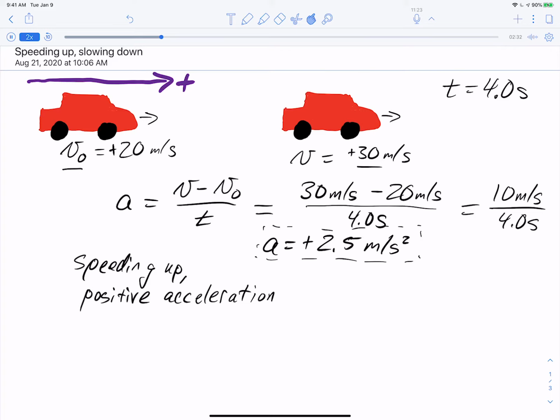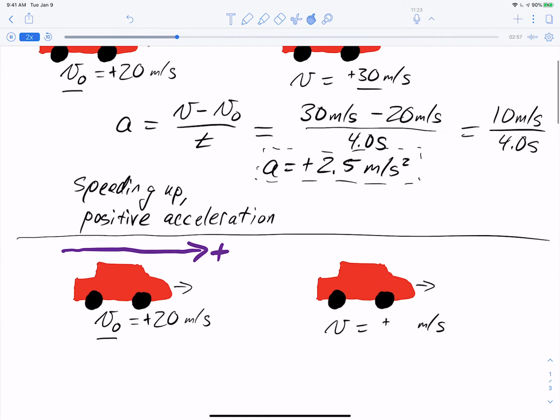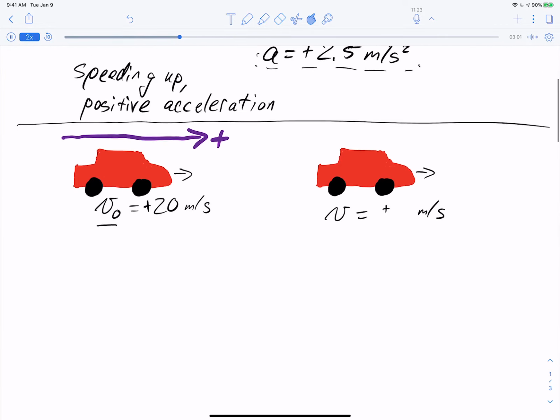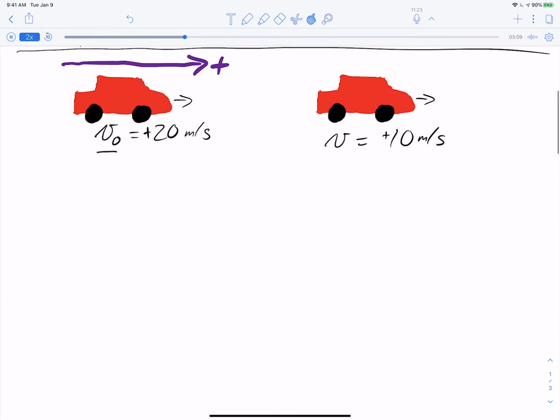Okay, so now let me copy this original picture here and make a duplicate down here. And let's change this up a little bit. So instead of going from, let's make the final velocity something different. So now the final velocity, still moving to the right, is positive 10 meters per second. Right, now I can look at this and say that's slowing down. Right, the magnitude of the velocity, or the speed, is getting smaller, closer to zero.